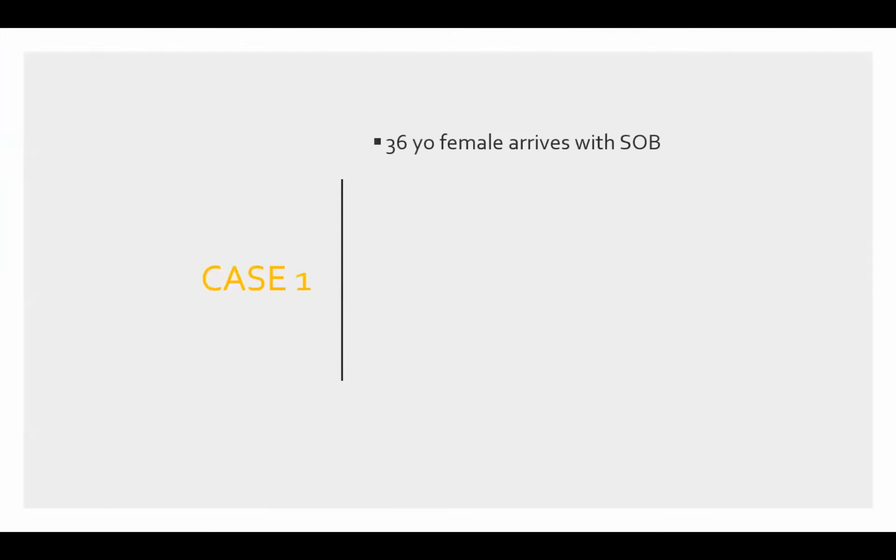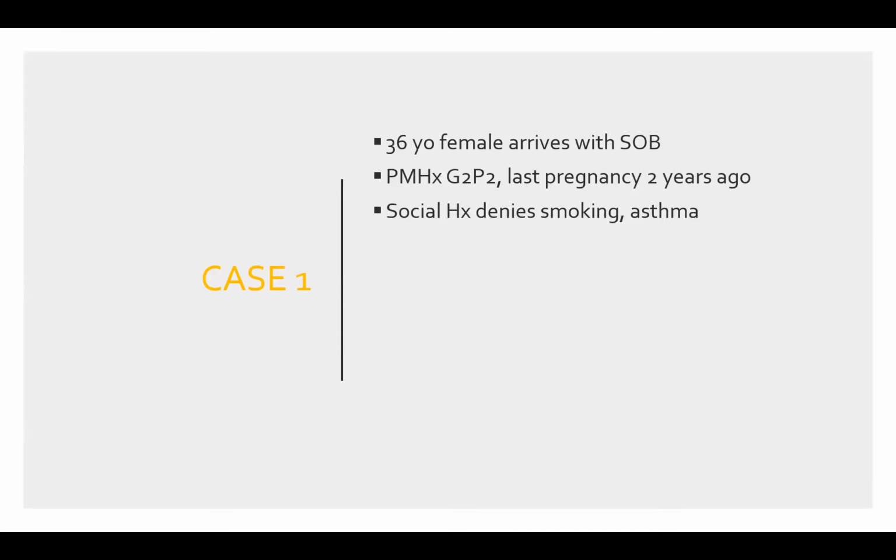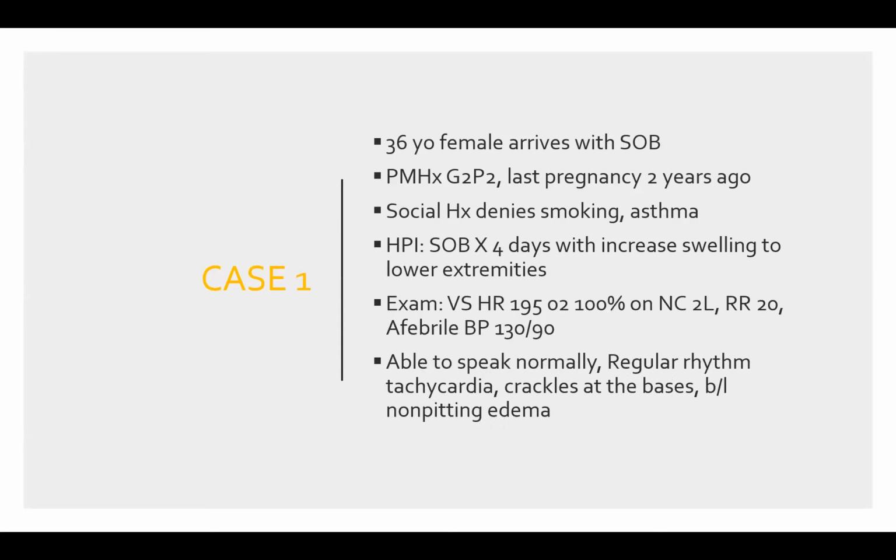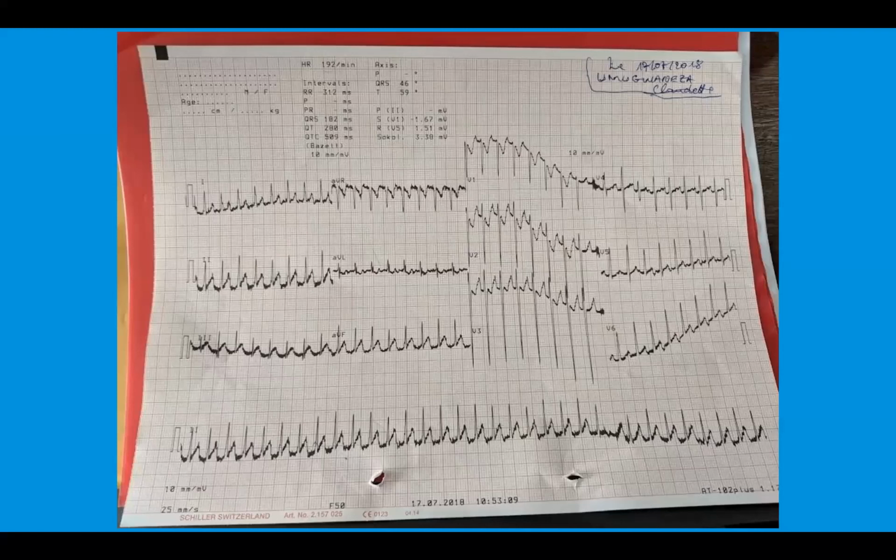So for case 1, a 36-year-old female arrives with shortness of breath. Past medical history is G2P2, last pregnancy 2 years ago. She denies smoking and asthma, with shortness of breath and increased swelling of the lower extremities over 4 days. Those are the vital signs. She's able to speak normally, with regular rate and rhythm, but she is tachycardic. This is the EKG that you get. So, supraventricular tachycardia, unclear. With the WHO essential medicine list, the only medicine that we had was IV adenosine.